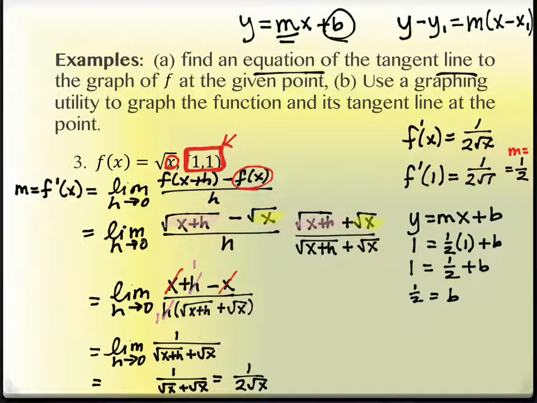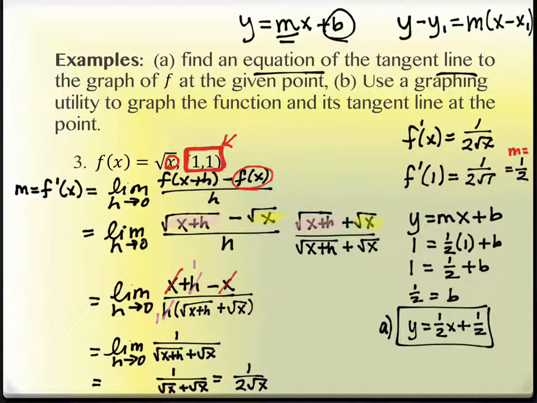Because 1/2 plus 1/2 would be my 1. So my equation would be y equals 1/2 x plus 1/2. And if you don't like what I just did with the solving for b, that's fine. Use the other point slope form of the equation, you'll get the same thing. This is part A. Part A said to find the equation of the tangent line.